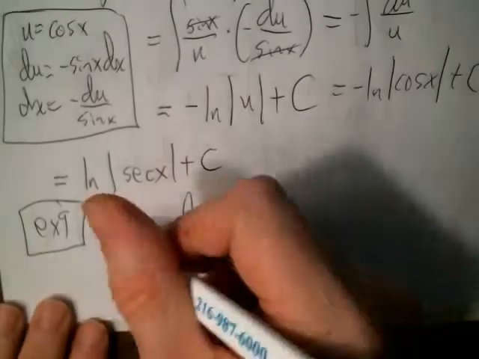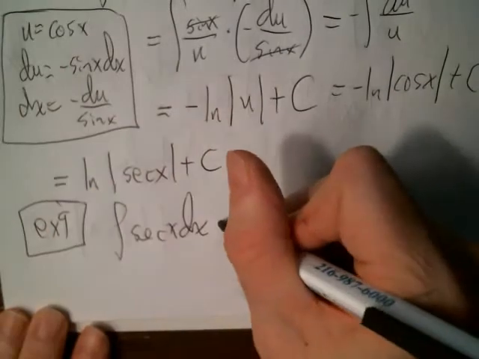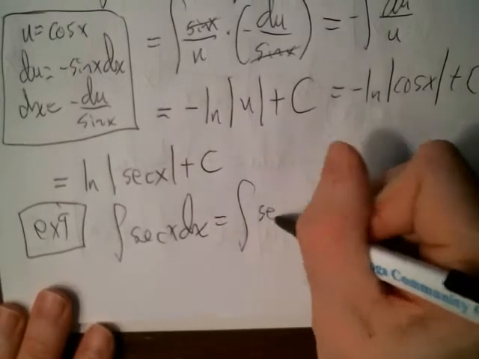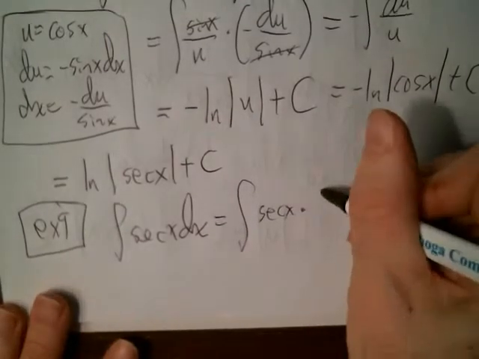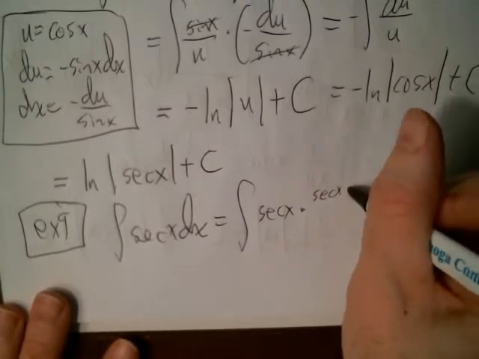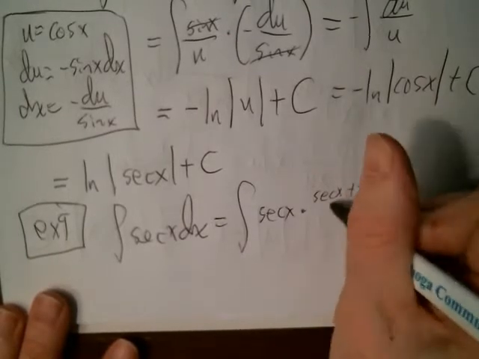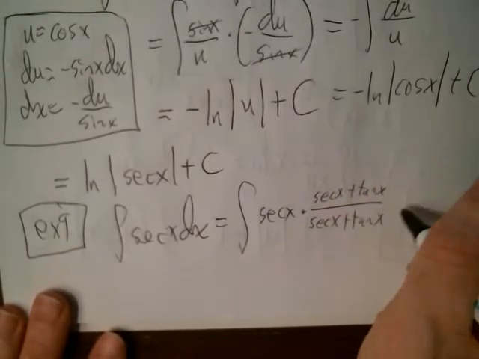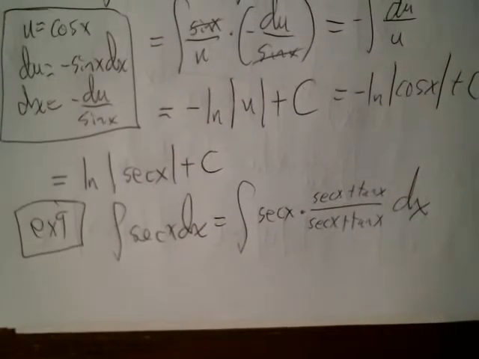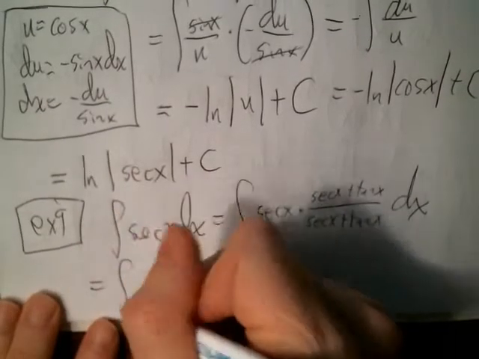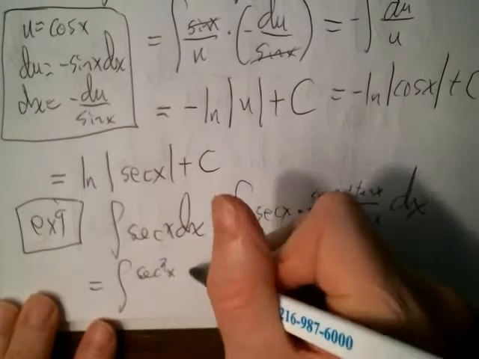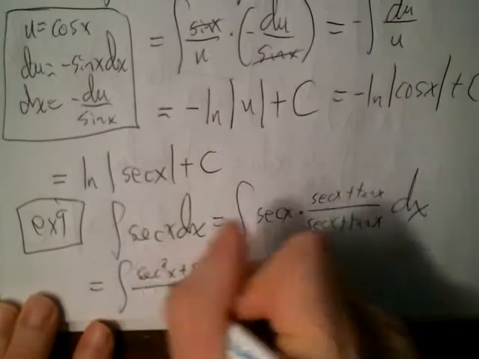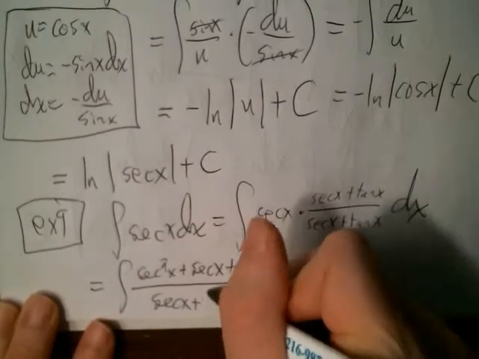But how do I do that? It's kind of tricky. You have to multiply top and bottom. So this will equal the integral of secant x times secant x plus tan x, and it's not something that's intuitive at all, all over secant x plus tan x. So you end up with the integral of secant squared x plus secant x tan x all over secant x plus tan x.